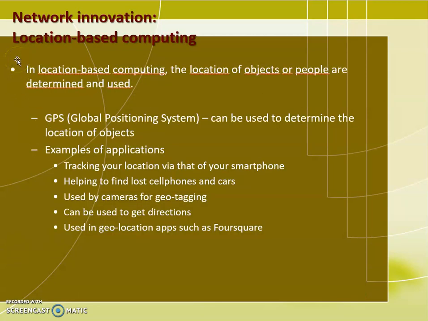Network innovation, location-based computing. In location-based computing, the location of objects or people is determined and used. GPS, Global Positioning System. This can be used to determine the location of objects. For example, you will track where your cell phone is, or you will track your motor vehicle. It can be used by cameras for geotagging. You can also use it to get directions.